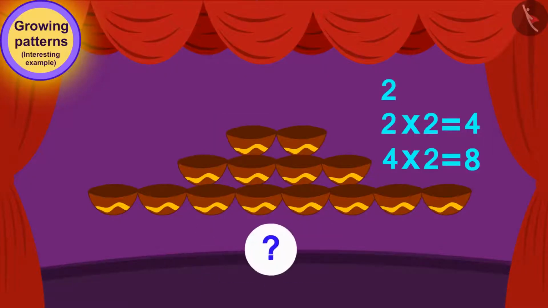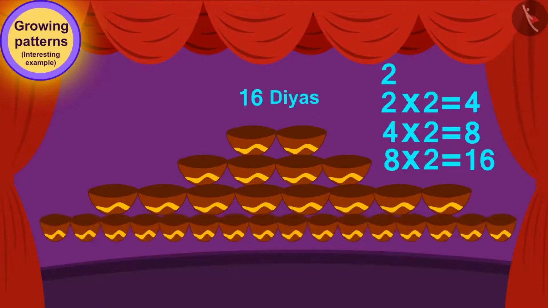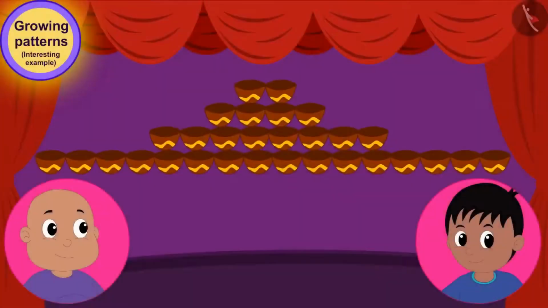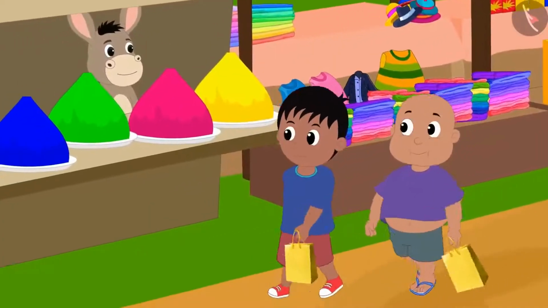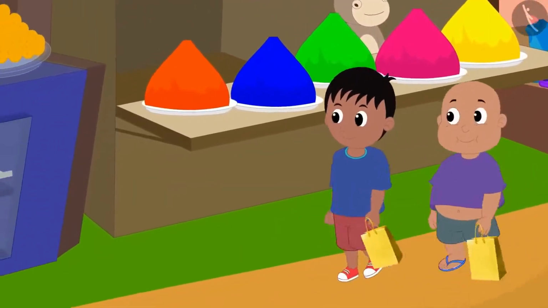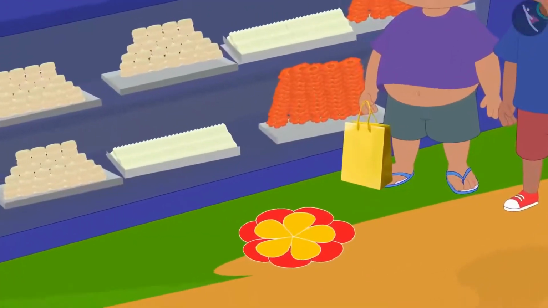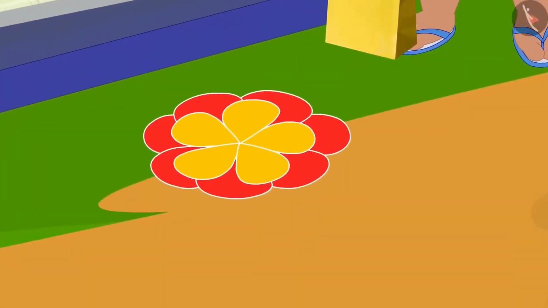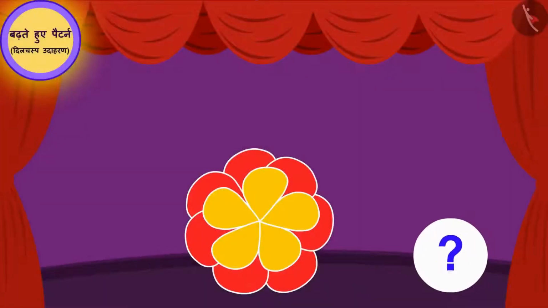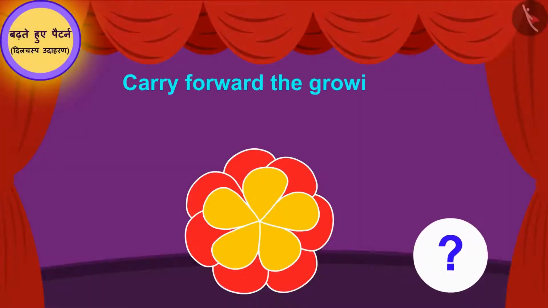Thus, how many diyas will be in the next line of this growing pattern? 16 diyas. Raju bought the decoration of the diyas. Now, Raju and Bablu have come to Appu's shop to buy sweets. Such a beautiful rangoli is made in front of Appu's shop. Children, can you carry forward the growing pattern of rangoli at Appu's shop?